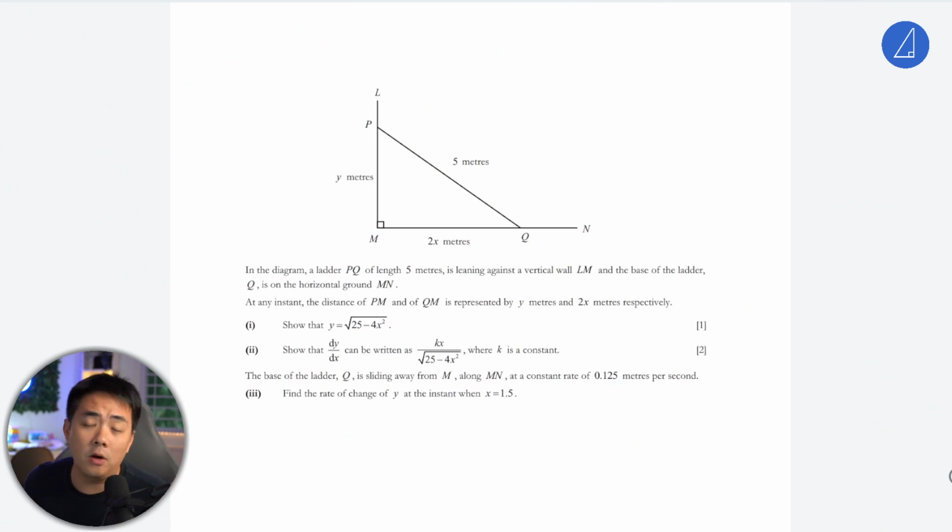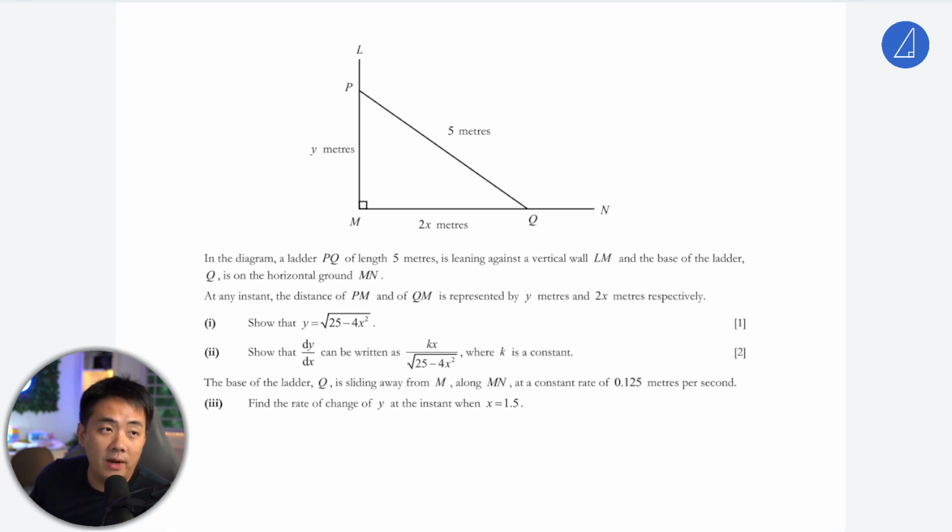Students, let's look at this question here, which is on the application of differentiation. In this particular case, it is connected rates of change. This is a very standard question where you have a ladder PQ of length 5 meters. It's leaning against a vertical wall LM, and the base of the ladder Q is on the horizontal ground MN.